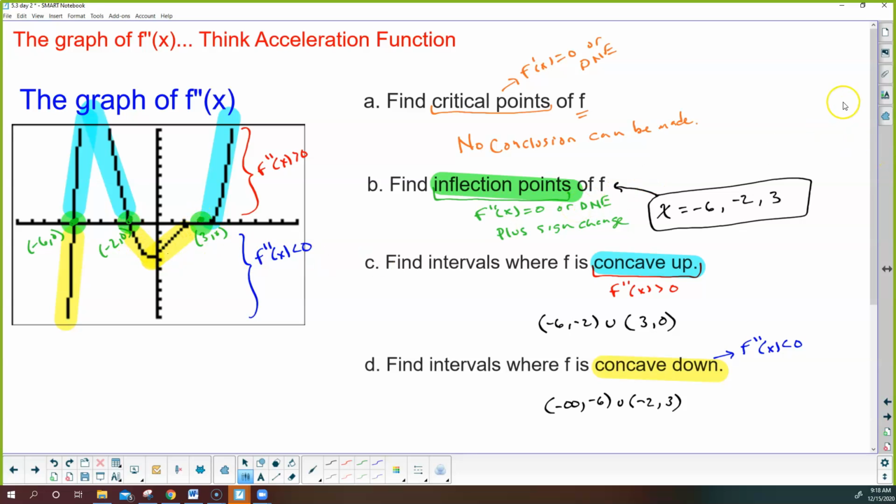So, in general, if you're given the graph of f double prime, you can really only determine when the original function is concave up, concave down, or has inflection points. If you're given the graph of the first derivative, that's the one where you can determine everything.